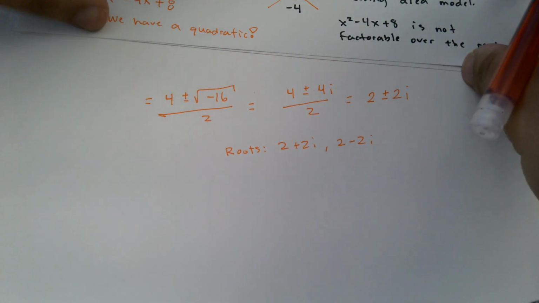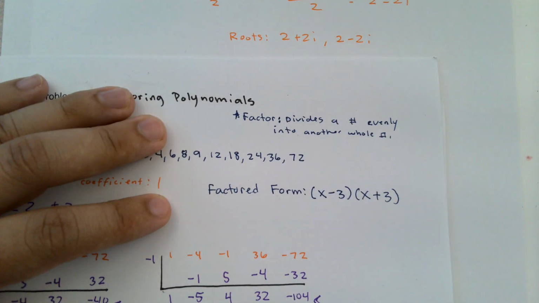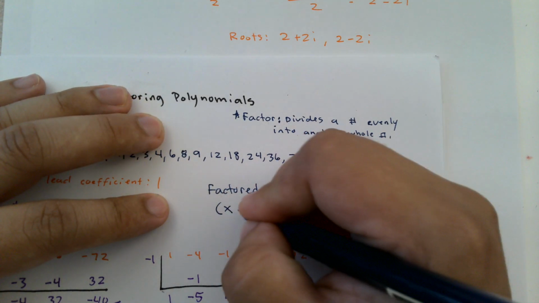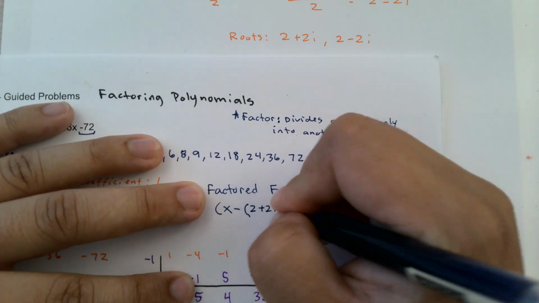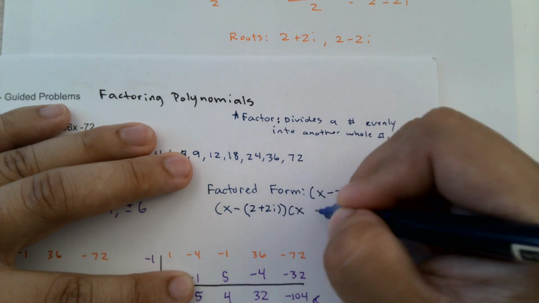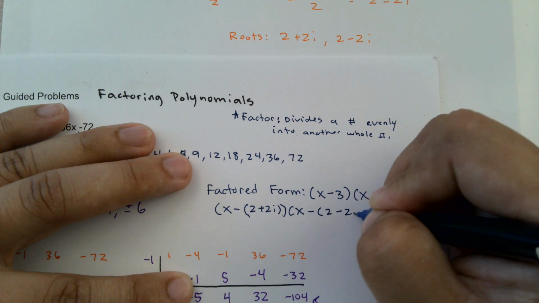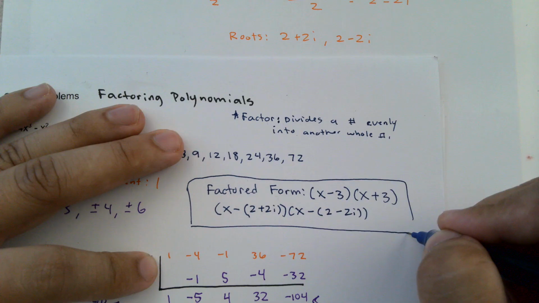When we write these roots in factored form, we're going to write them like this: x minus, parentheses, 2 plus 2i, close the parenthesis, and close the other one, and also x minus 2 minus 2i. This is your final answer in factored form.